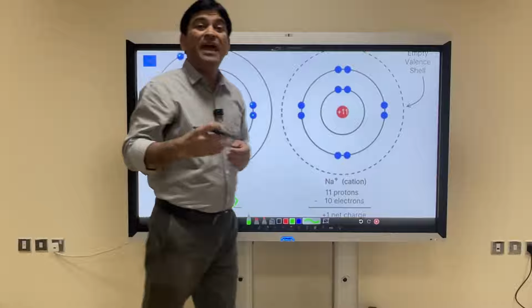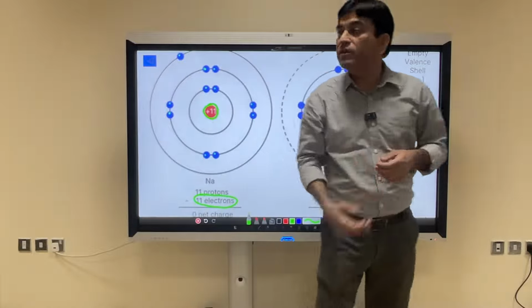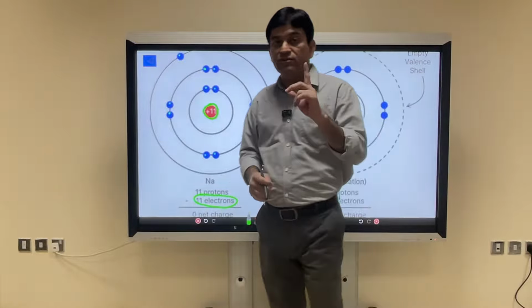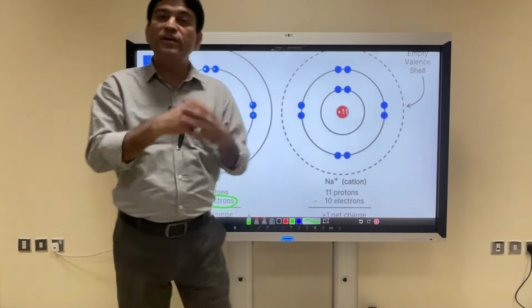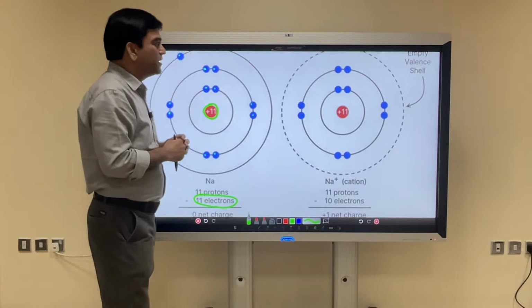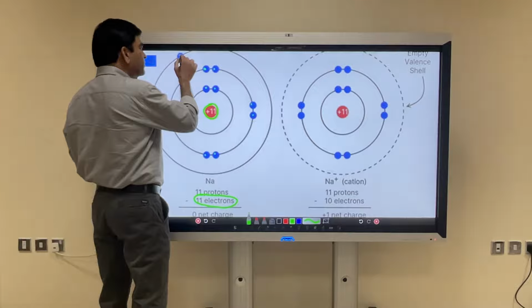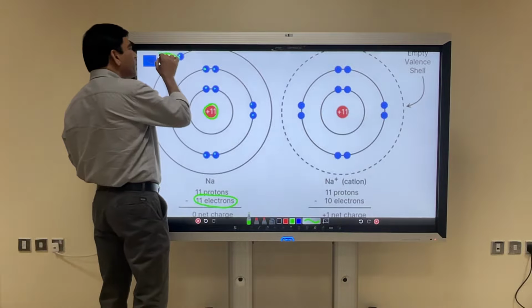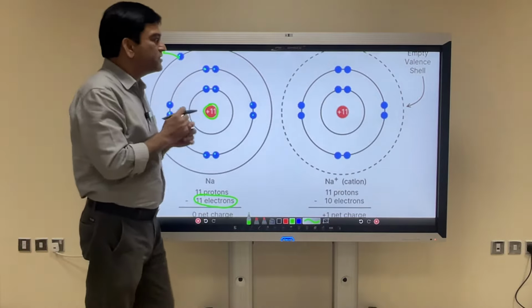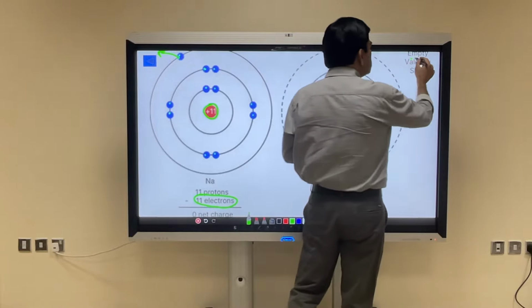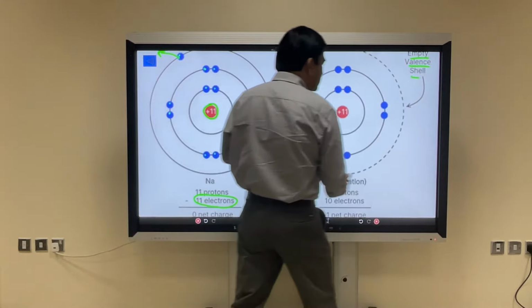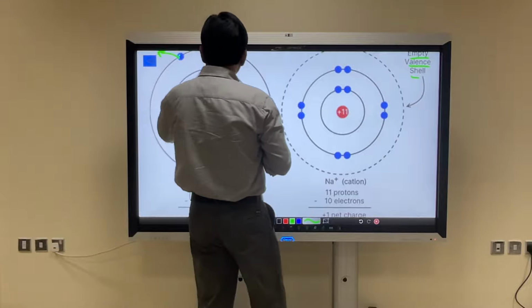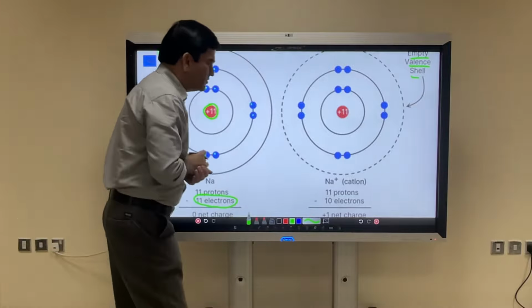So we can say there is an excess of 1 electron in sodium. There is an excess of 1 electron in the case of sodium. Now this excess electron is lost by sodium. So if there is a loss of electron, there is an empty valency shell over here. Now there is a loss of 1 electron.